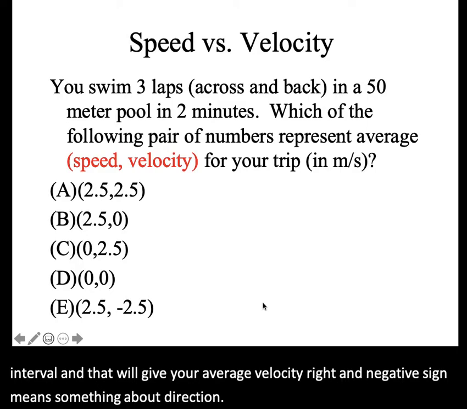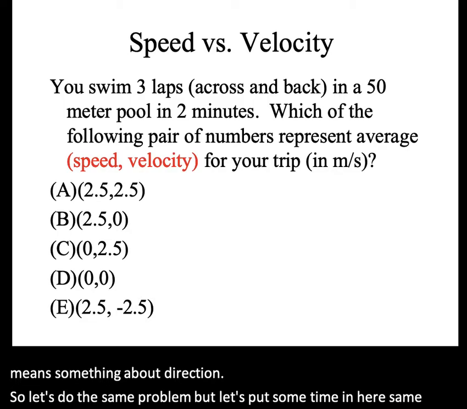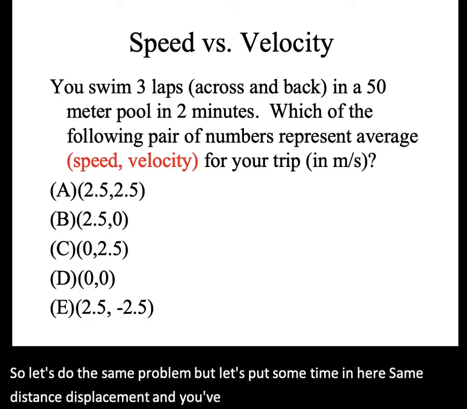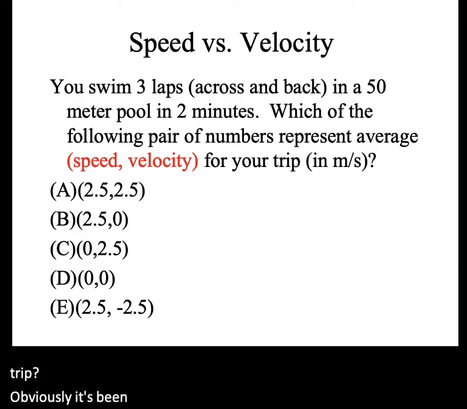So let's do the same problem, but let's put some time in here. Same distance, displacement, and you did it in 2 minutes. So which of these pairs of numbers represent your speed, comma, velocity for the trip? Obviously, it's been rounded. All right, so pause here, think about it, commit to an answer.